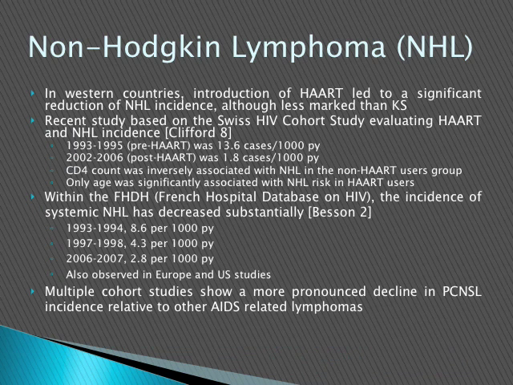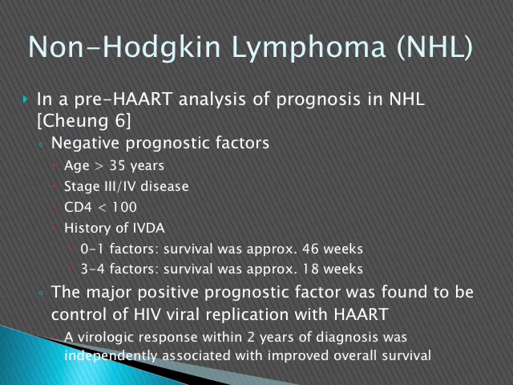Within the French hospital database of HIV, you can also see a similar trend. They go from 8.6 to 4.3 to 2.8 in recent years. This has been confirmed in European and other United States studies as well. Also, one thing to know is that multiple studies did show that there was a more pronounced decline in primary CNS lymphoma relative to other lymphomas. So in the pre-HAART era, prognostic factors included age greater than 35, stage 3 or 4, CD4 count less than 100, and history of drugs.